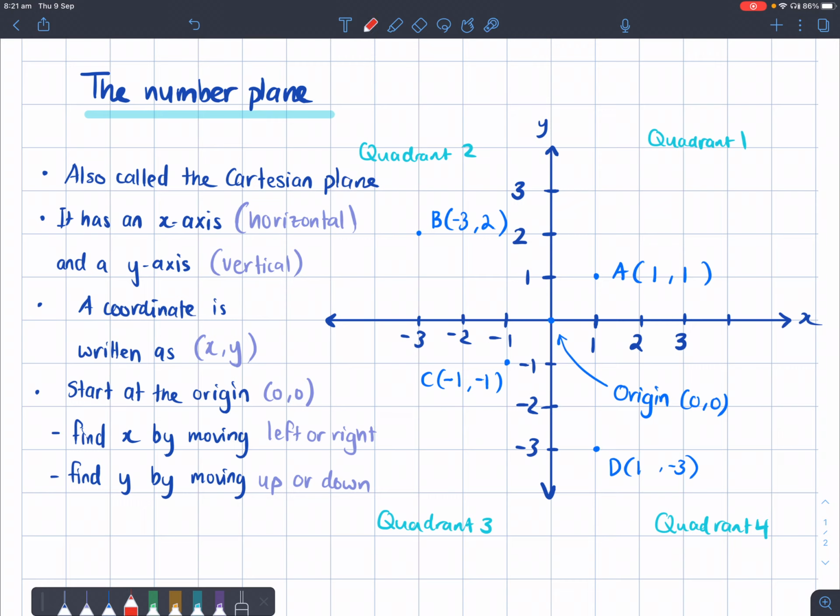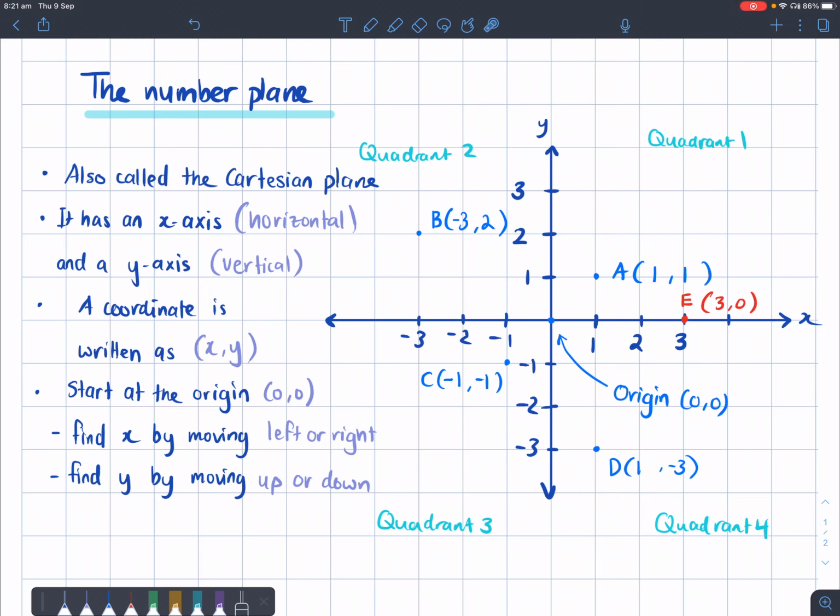So I'll do this in red. So let's just say if I had a coordinate right here. Okay, right there. That coordinate there is 3, 0, because all you do from the origin is move right by 3, but you don't move up or down. So you write 3, 0. Okay, I'll call that point E.